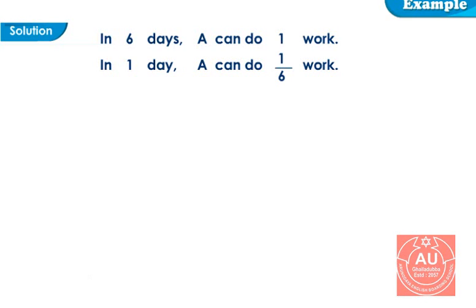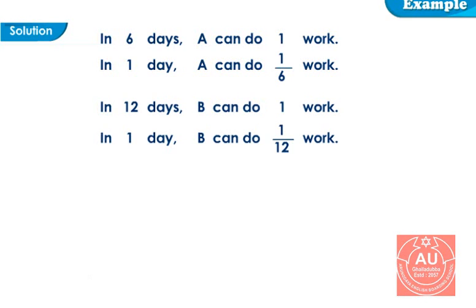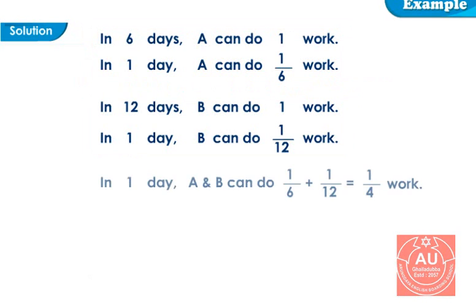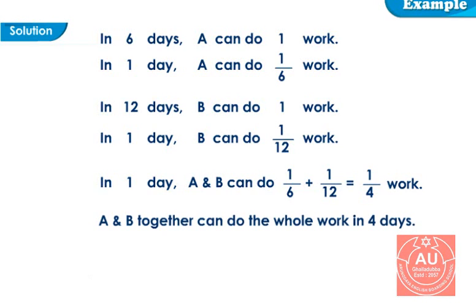Solution. In 6 days, A can do one work. In one day, A can do 1 by 6 work. Similarly, in 12 days, B can do one work. In one day, B can do 1 by 12 work. If we add both, A and B can do 1 by 6 plus 1 by 12 is equal to 1 by 4 work. Therefore, A and B together can do the whole work in 4 days. So, we can calculate in this way.